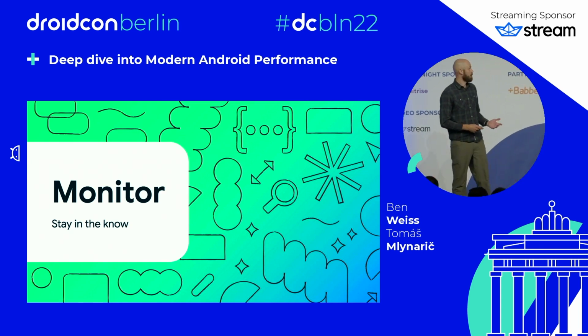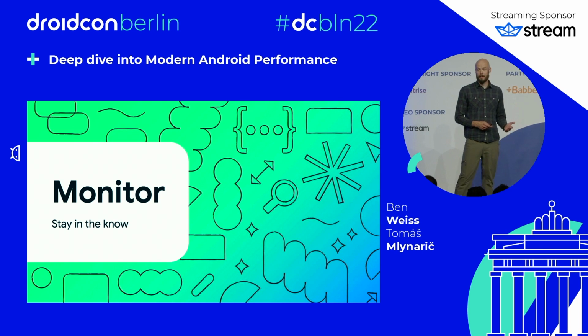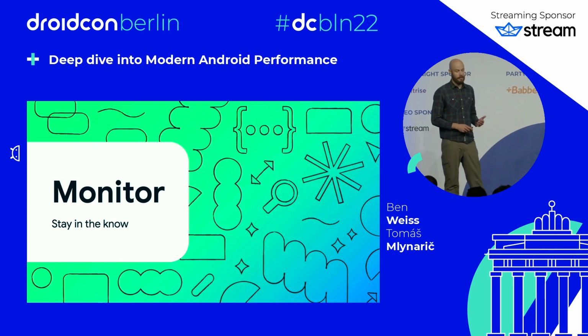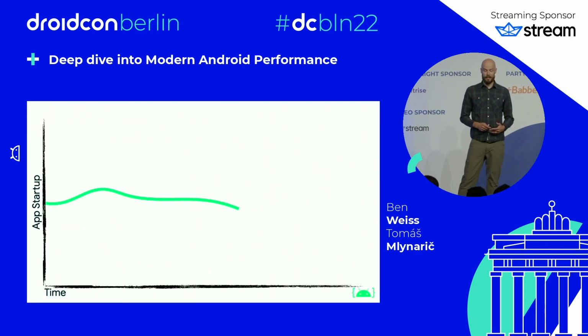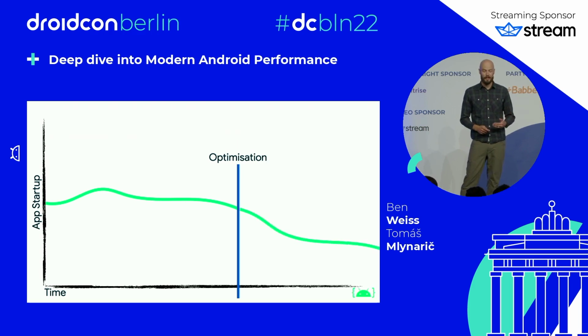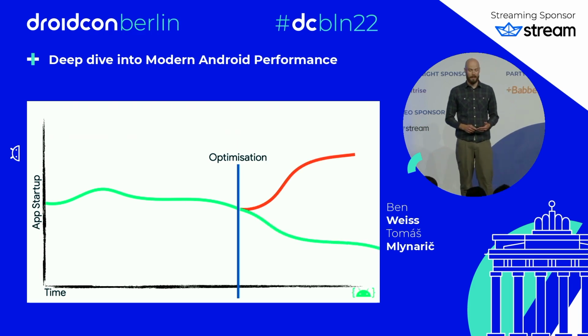So yeah, you now know what to do to inspect your app's performance and how to improve it using baseline profiles. And well, you want to know whether the optimizations that you've made actually do what you want them to do. So that graph of app startup time actually still goes down instead of going up. And this is why you have to monitor.